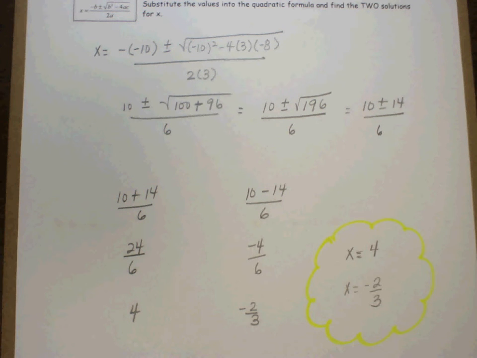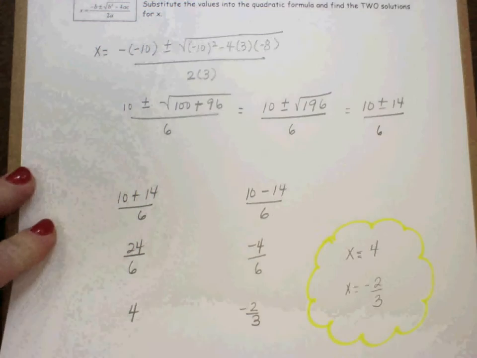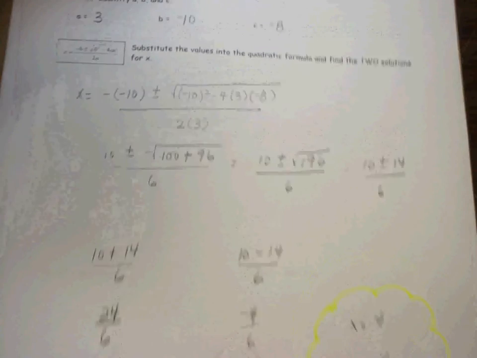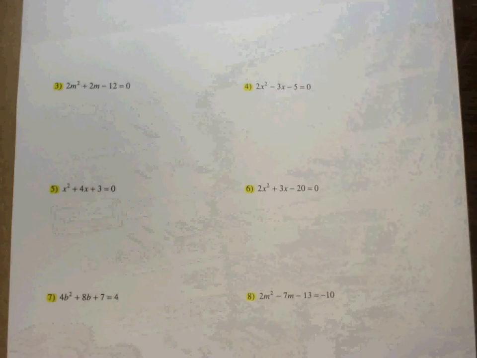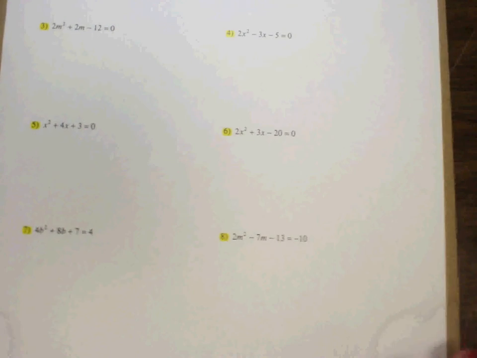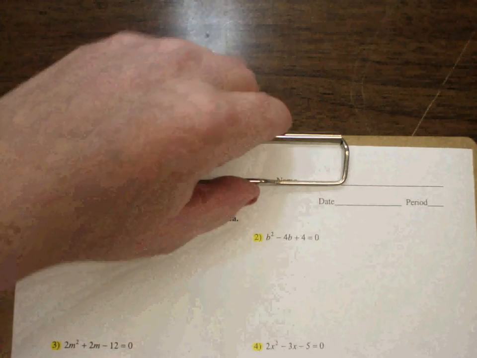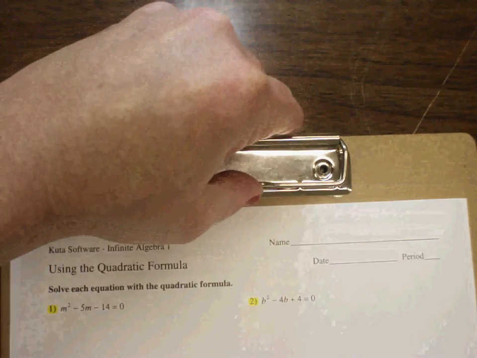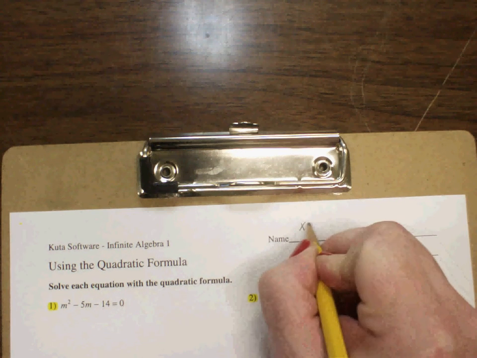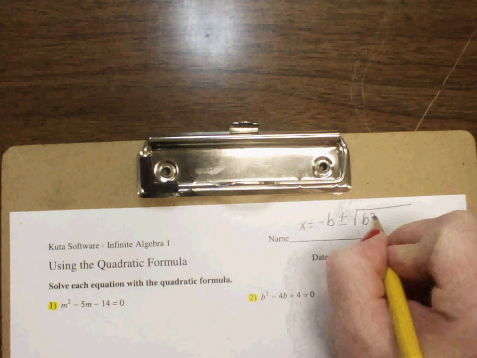All right, at this point I'm going to do one more, and then you guys are going to take over the back of the worksheet. All right, so I'm going to do number 8 for you. The first thing that I'm going to do is go ahead and write the formula. Go ahead and write it at the top of the worksheet, over here where it says name. So x equals negative b plus or minus the square root of b squared minus 4ac, all of that divided by 2a.